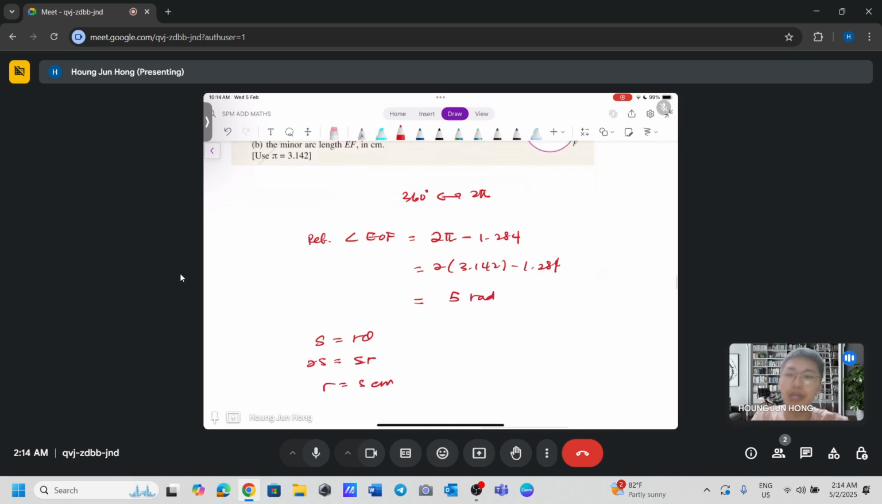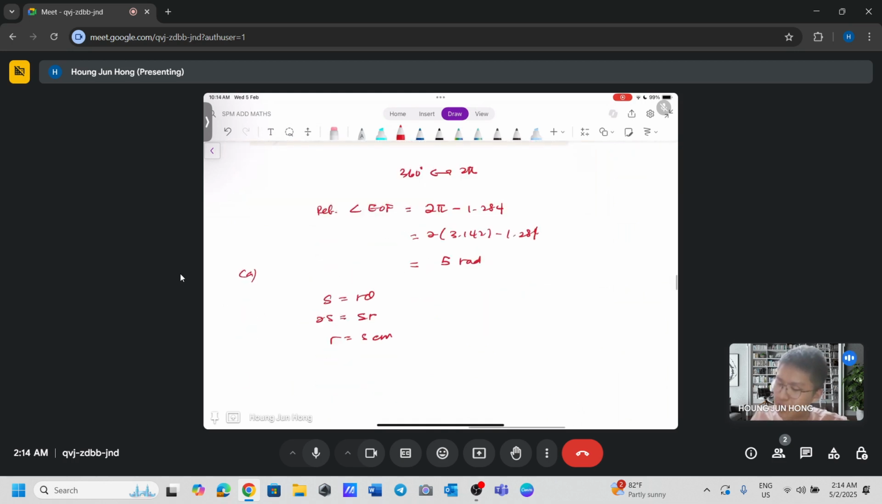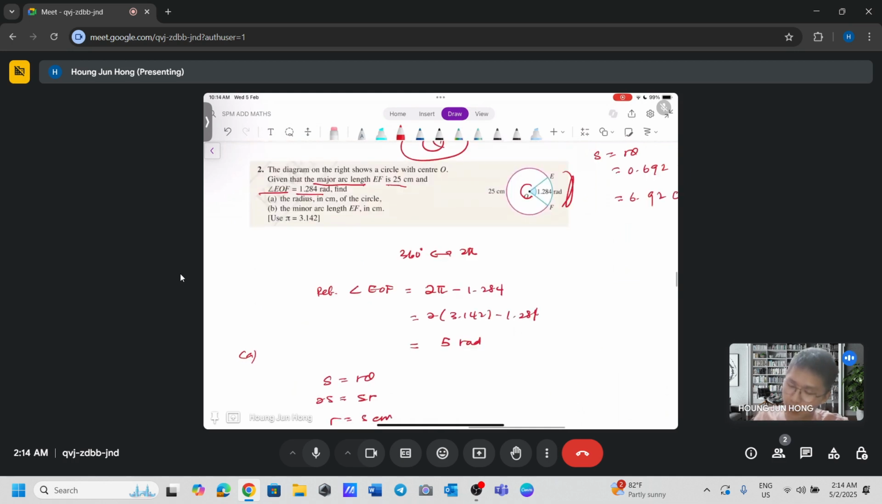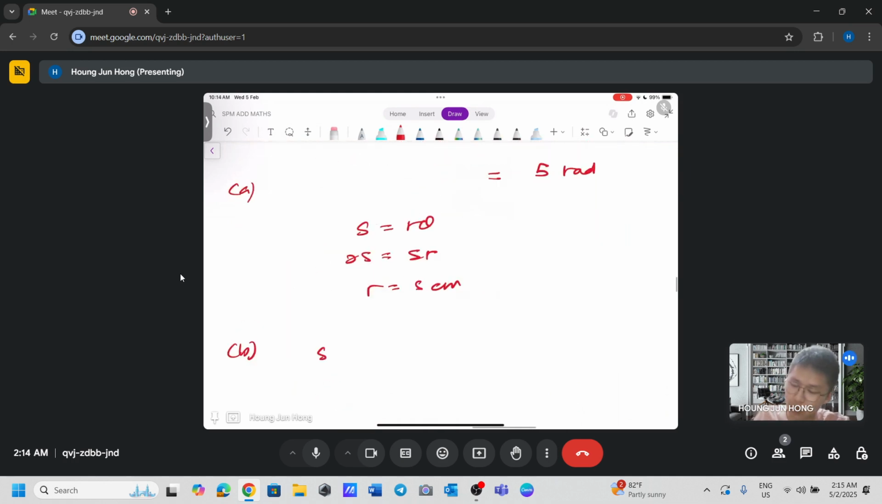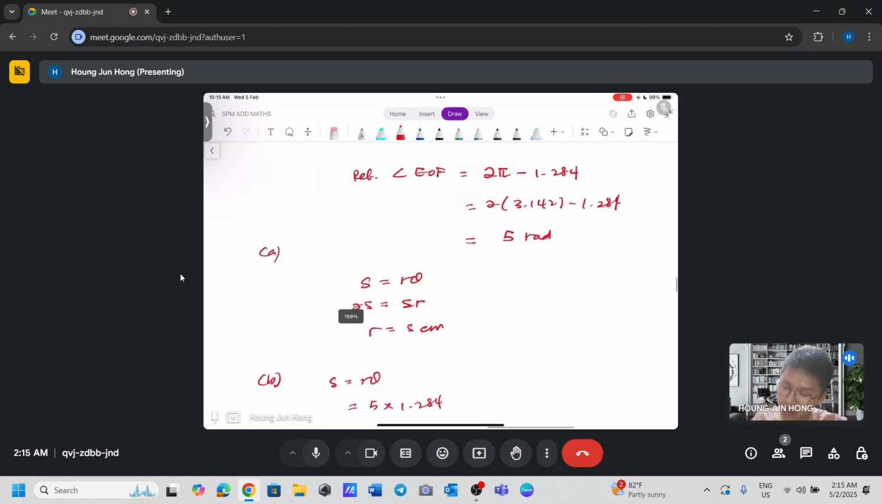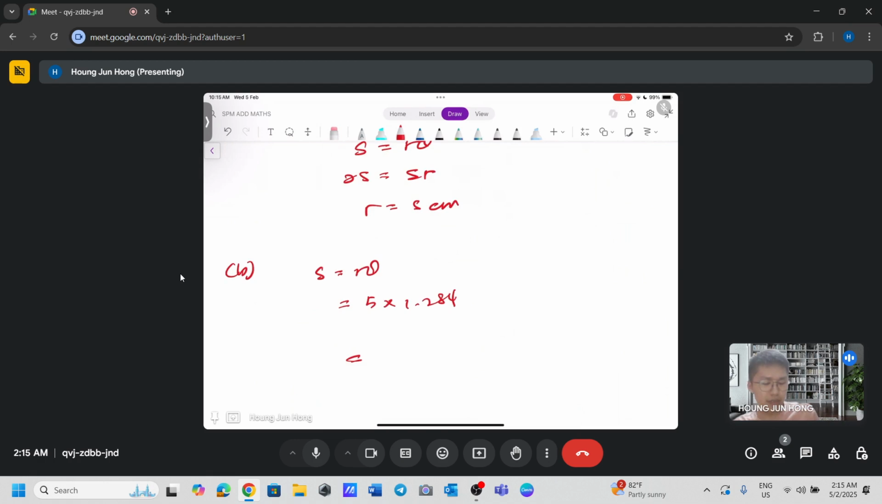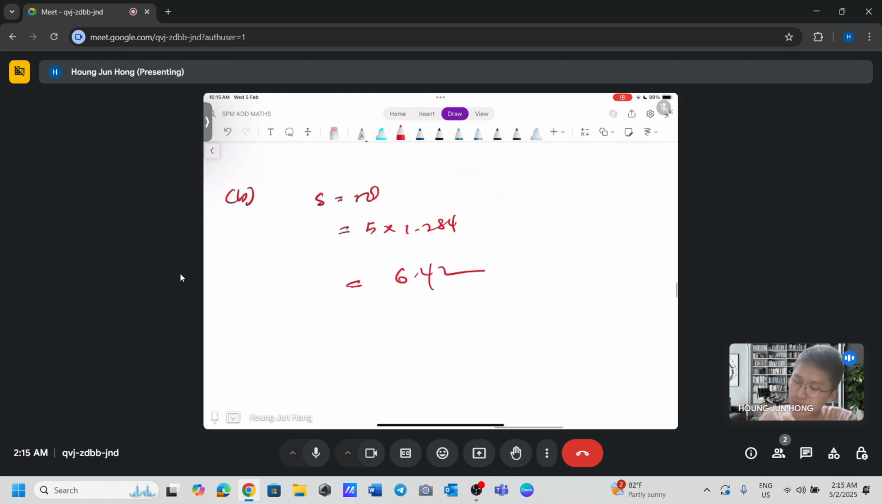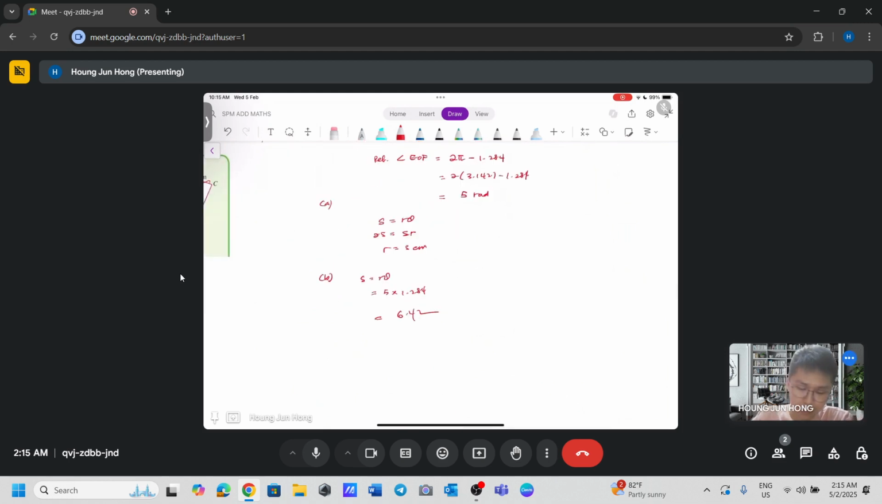Very simple. Then moving on, next one, they want to find EF, also very simple. For EF, it is just another arc over here, just make sure you use the correct angle. 5 times 1.284. Is it 1.284? Sorry. Yes, correct. What's the answer? 6.42. Okay, that's it. Next one. So far okay. If good, let's move on to the next question.